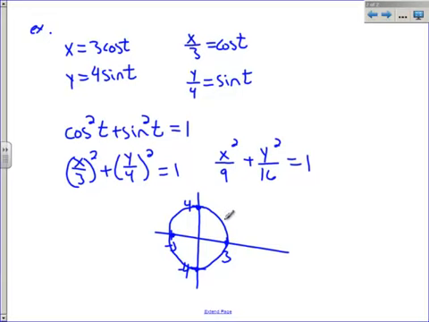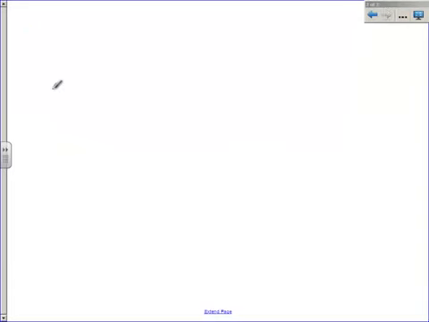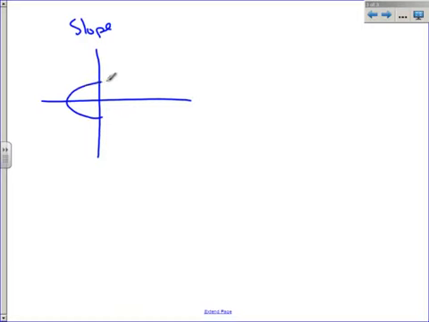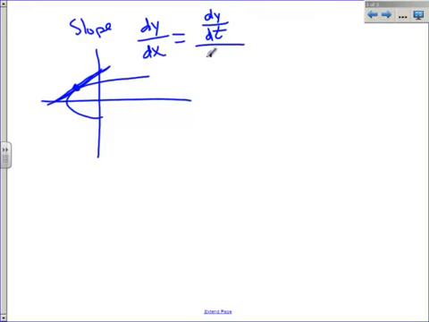Okay, so let's go to slope. Now to find slope, if I have some curve like the one that I had earlier, slope is picking a point and finding the slope of the tangent line at that point. And slope is represented by dy dx. But if we have t's, the way we find our slope is we do dy dt divided by dx dt. And in this form, you'll notice that those dt's would cancel, and that's how we find the slope.